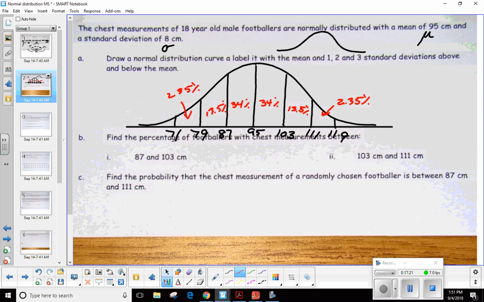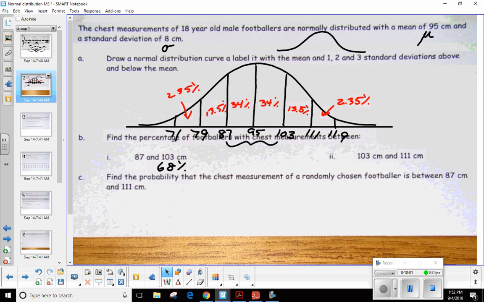Okay. All right, so here are some questions. First off, is everybody okay with how I got the numbers at the bottom, where I got the percents from? Good to go? Okay. Part B says find the percentage of footballers with chest measurements between 87 and 103. There you go. Because that's within 1 standard deviation, both above and below. All I did was take where they told me to start and end, and add the percentages. So 68% of the footballers should have a chest measurement between 87 and 103.